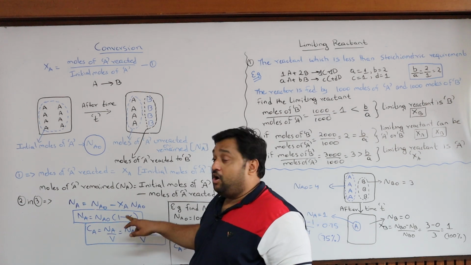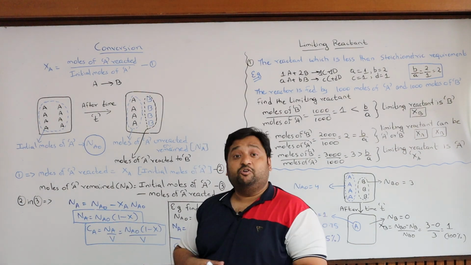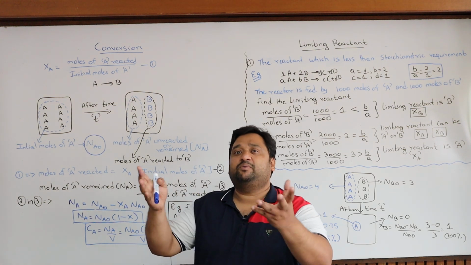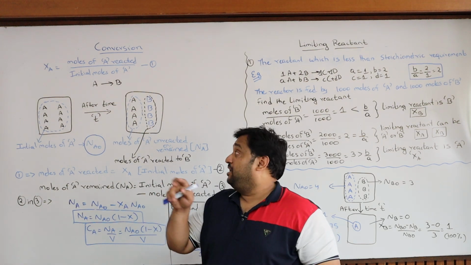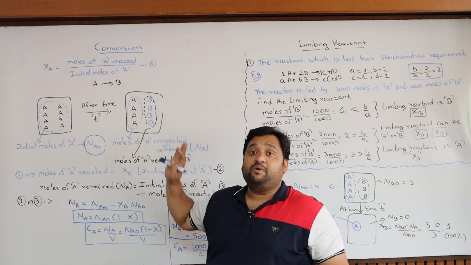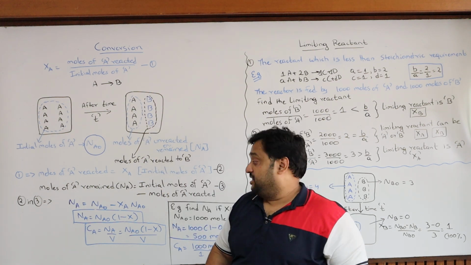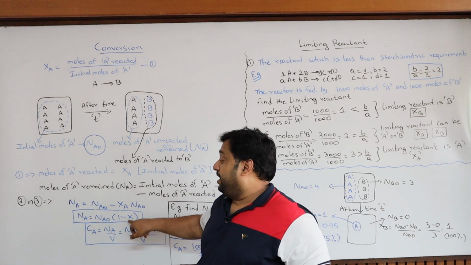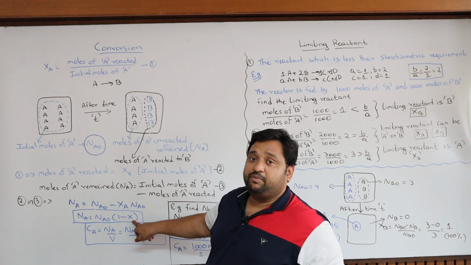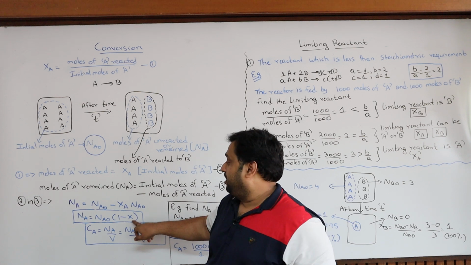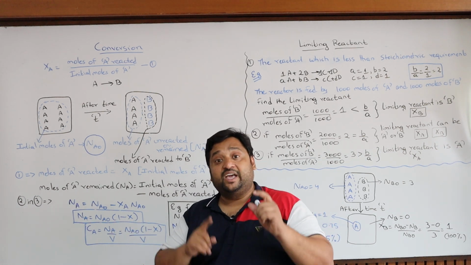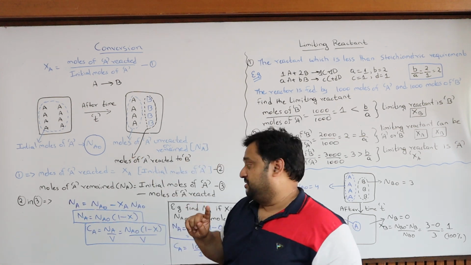Based on this equation, let us say 50% reaction happens. Then how many moles of A remain in the reactor? It is simple. If you know NA0, the initial moles, into 1 minus the conversion, where 50% reaction means X equals 0.5, then NA0 into (1 minus 0.5) gives the amount of A remaining after the reaction.